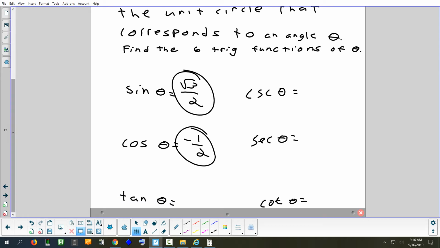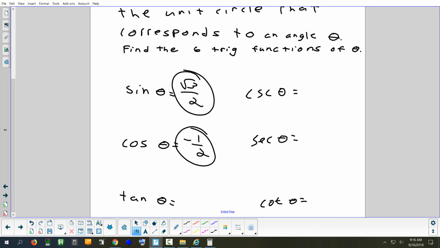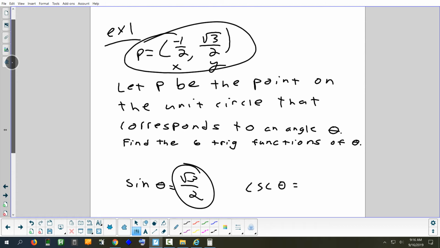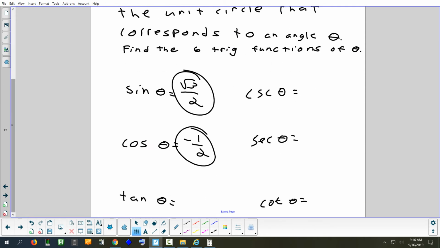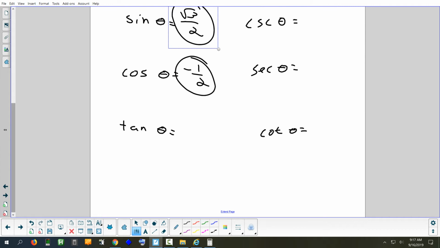Matt, what was my formula for tangent? It's y over x. So y, well, we got them right here. Y, x. So y is the square root of 3 over 2. I'm doing this off to the side because I'm going to need a little space to do some work, and then I'll put my final answer next to tangent.